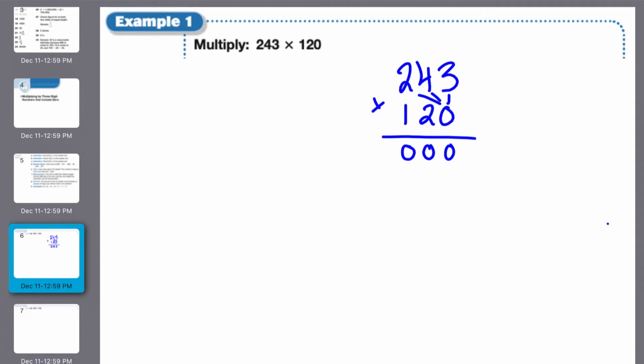Next, you can move to the 2. So add your 0 placeholder. 2 times 3 is 6, 2 times 4 is 8, 2 times 2 is 4. Then move on to the 1 here, and you add 2 zeros to the placeholder because you're multiplying by 100. 1 times 3 is 3, 1 times 4 is 4, 1 times 2 is 2.